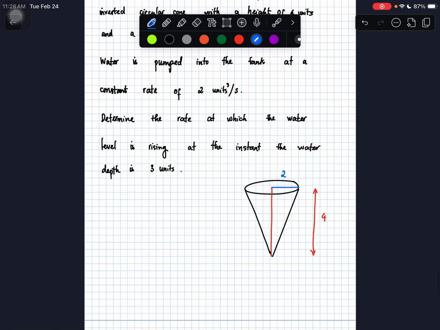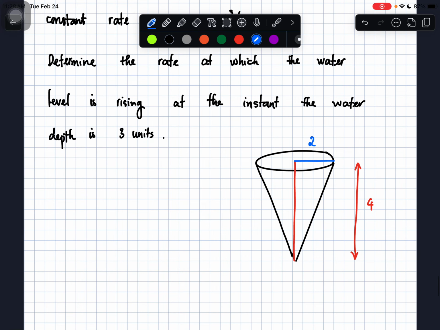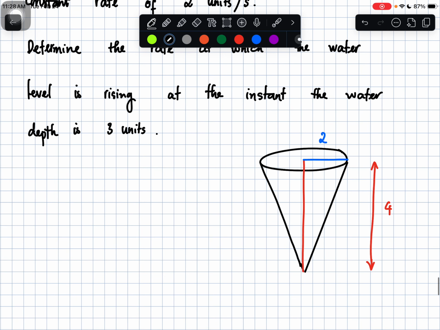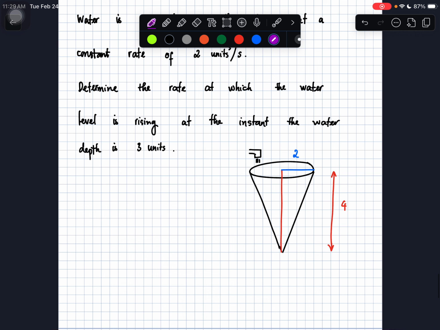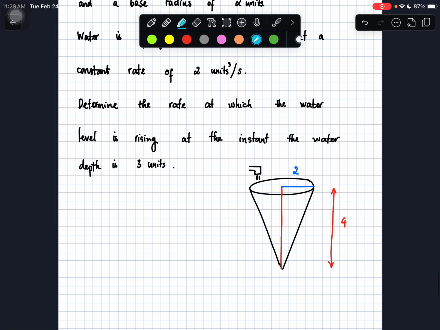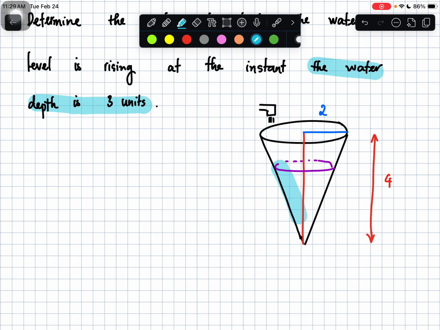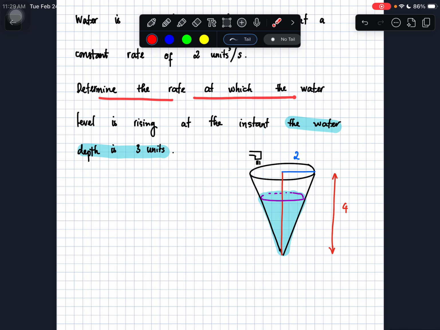The water is pumped into that tank. So we have the water here. We have water pumped into the tank, and the water level keeps increasing. We want to consider the instant where the water is up until here, and we need to compute the rate at which the water's level is rising.